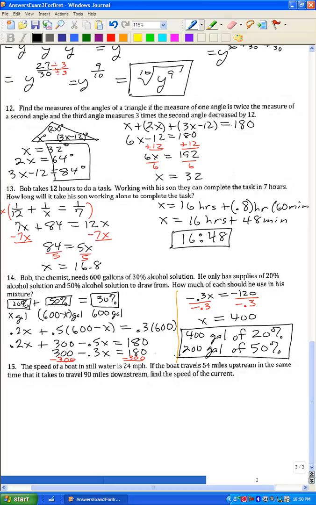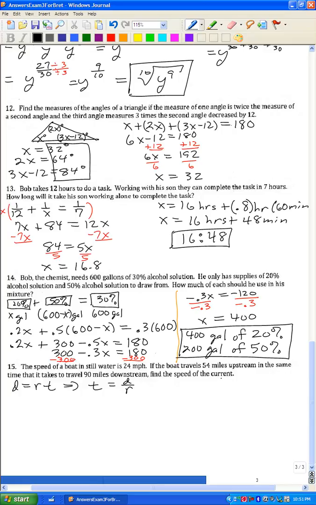Let me do problem number 15. The speed of a boat in still water is 24 miles per hour. Okay, so we'll probably be using the formula distance equals rate times time. As a matter of fact, if a boat travels 54 miles upstream in the same time, so time is constant, let's solve this for t. So t equals d over r. So if a boat travels 54 miles upstream in the same time it takes to travel 90 miles downstream, find the speed of the current.